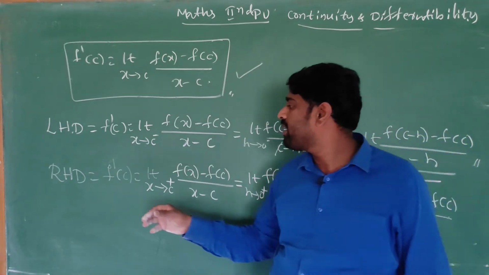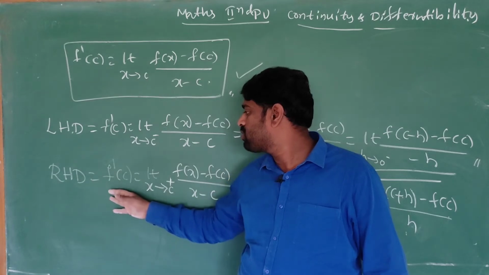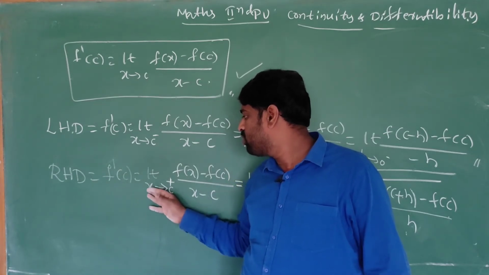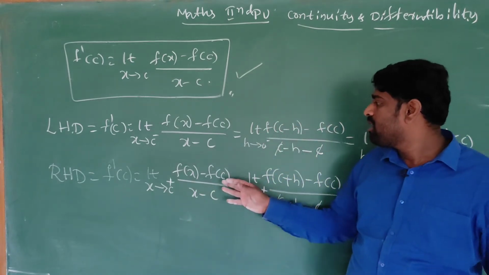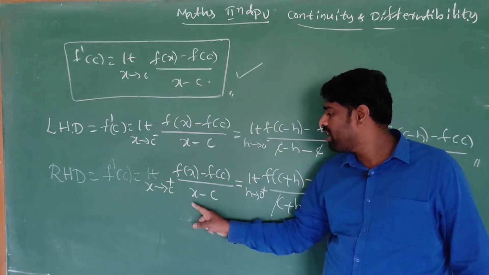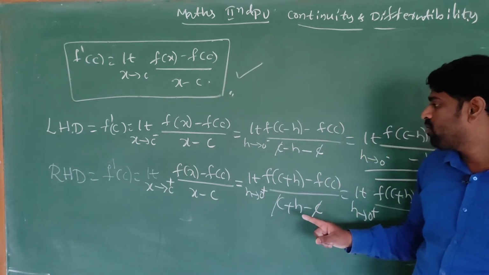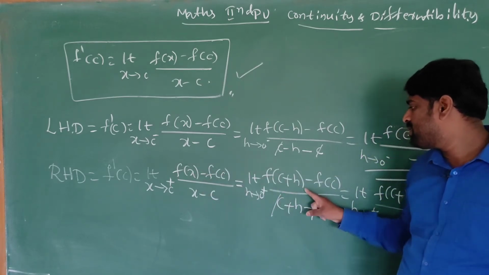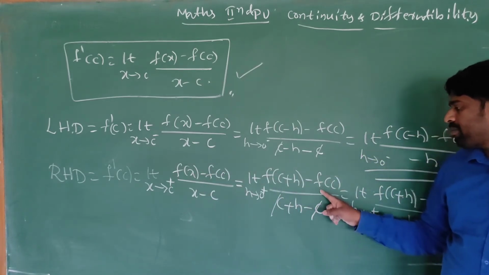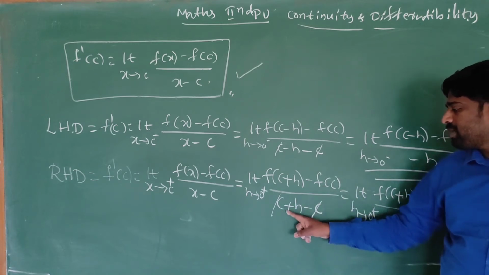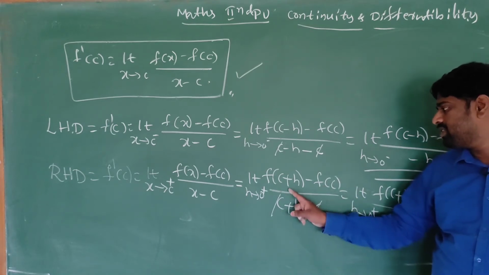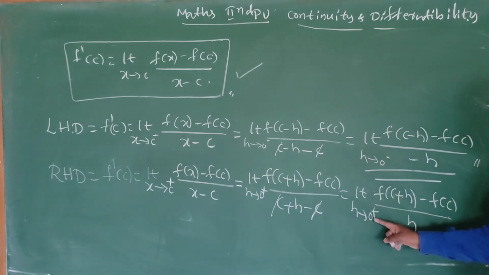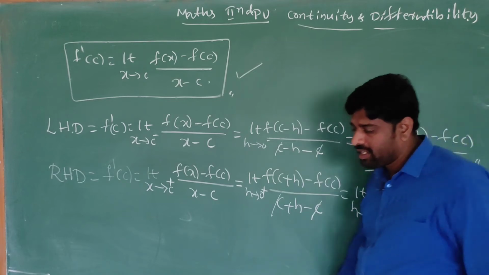Now come to right hand derivative. Right hand derivative equals f dash of c equals limit x tends to c plus of f of x minus f of c divided by x minus c, equals limit h tends to 0 plus, where x is replaced by c plus h, f of c plus h minus f of c divided by c plus h minus c. C cancel. Limit h tends to 0 plus of f of c plus h minus f of c divided by h. This is called right hand derivative.